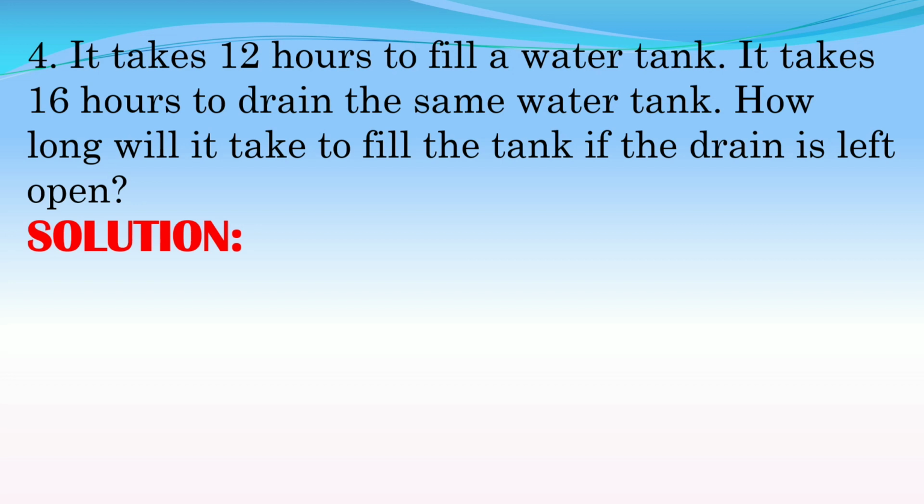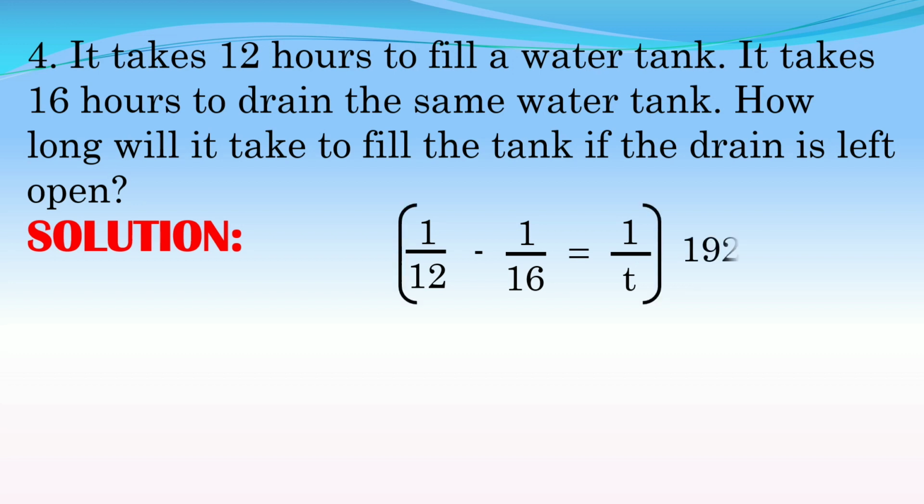So, we have A, time taken to fill a water tank, so magiging 1 over 12. Minus, so yung ating B, time taken to drain the same water tank, 1 over 16. And yung ating T is the number of hours it takes to fill the tank if the drain is left open. So, we have 1 over T. Ganun na ulit, kailangan natin kunin yung common denominator nila. Ang kanilang common denominator ay 192T.